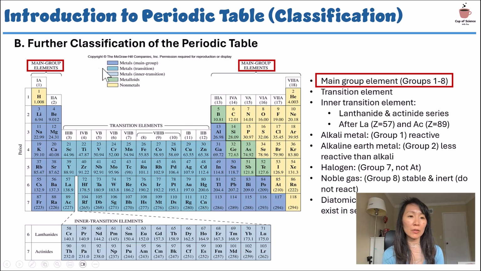Main group elements are the ones that are located in group 1, 2, 13 through 18, also known as group 1A, 2A, 3A to 8A. So those are considered to be main group elements. If I were to ask you, what is the classification for sulfur, for example? That's this S right here, sulfur. Sulfur is a nonmetal, right? It's on the yellow ones. And it is also a main group element.